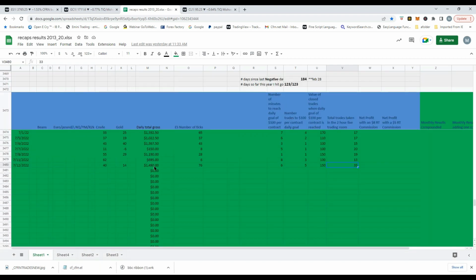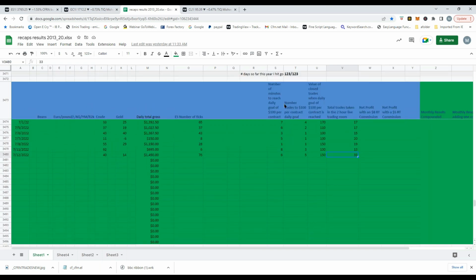Right now, yesterday, that was our daily results. The day before that was right there, the day before that was right there, and the day before that was there. In here I show how long it takes me to get my goal, how many trades, the number of minutes, and what I was actually at when I closed out that trade. So yesterday, for instance, it took 6 minutes and 5 trades to get to the goal for the day. At that point, I was up $150 a contract. Now, for one contract, that doesn't seem like much, but it is $150 in 6 minutes.